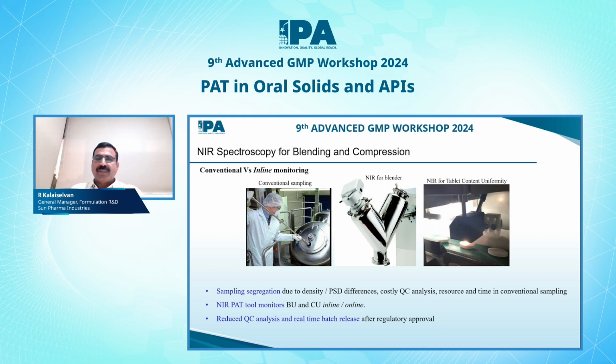So here is one example, NIR spectroscopy as the inline tool. We can see in the first picture the traditional sampling using a sampling thief, where there can be segregation due to sampling, and then transit of the sample from one lab to another lab, HPLC analysis, all this. This can be avoided by using an NIR tool attached to the V blender, which continuously monitors live, with no need to sample and wait for the analytical data. The picture shown adjacent to this is the content uniformity testing.